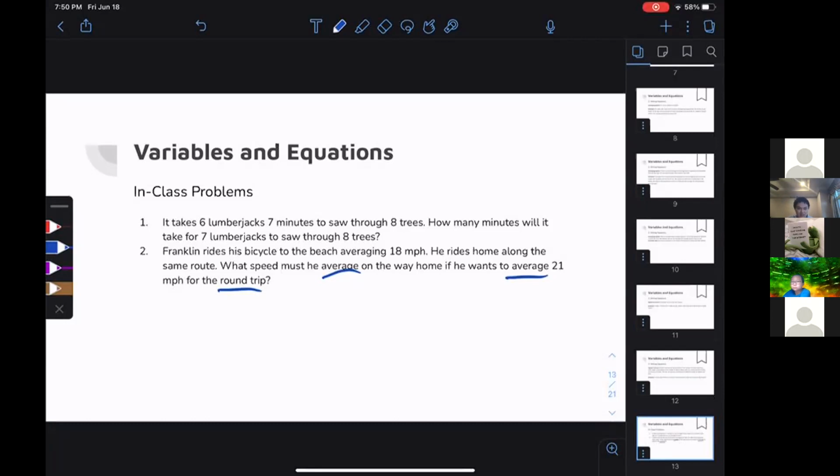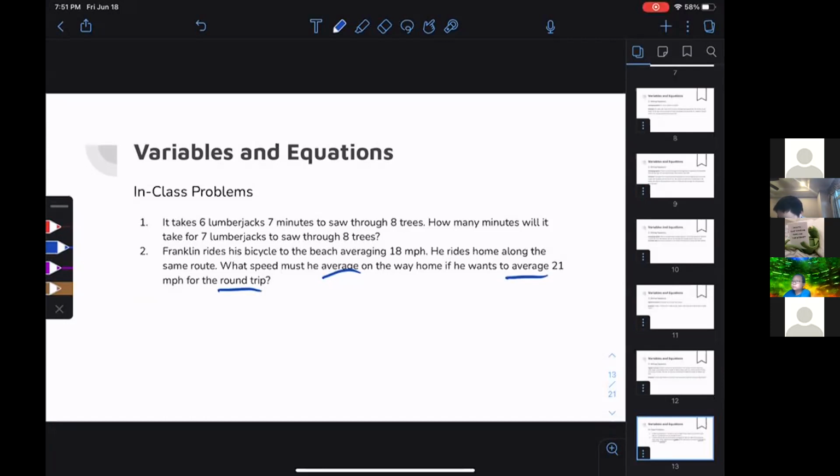I use the harmonic mean, 2AB divided by A plus B. We already know A equals 18, so 2 times 18 is 36. 36B over 18 plus B equals 21, which equals 25.2. Yeah, that's right. That's the way I just did it. I did it just now to check.